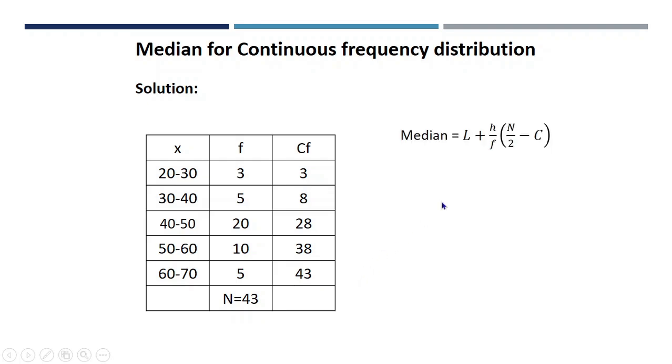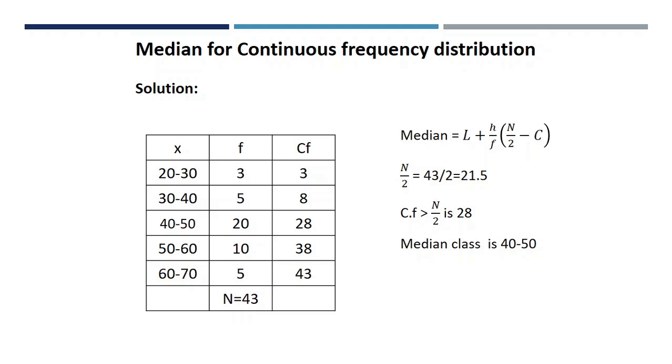Now the median is calculated using the formula L plus h by f into n by 2 minus c. First we need to calculate n by 2. 43 by 2 is equal to 21.5. Now we need to find the cumulative frequency just greater than 21.5. So the cumulative frequency greater than 21.5 is 28. The class corresponding to this cumulative frequency is 40 to 50. So this is the median class. The median class is 40 to 50.